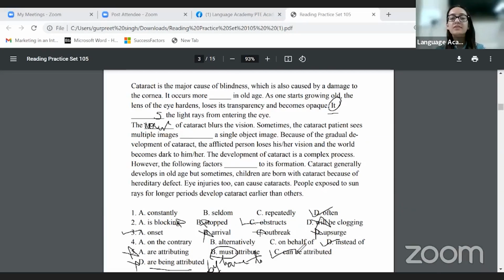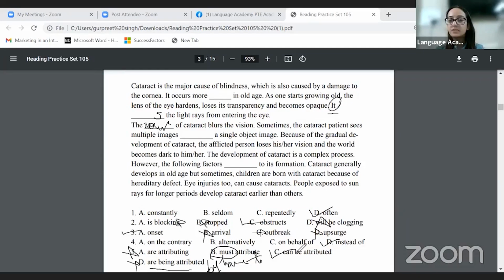So here it makes sense. The following factors are the reason of its formation, and we can write it. The following factors can be attributed to its formation because they cannot be all the reasons in one single person. It can be any of those reasons.